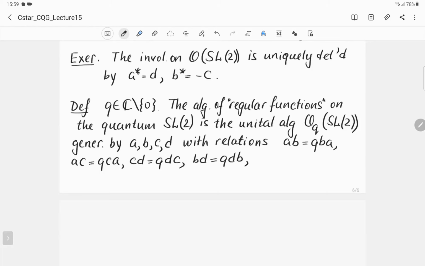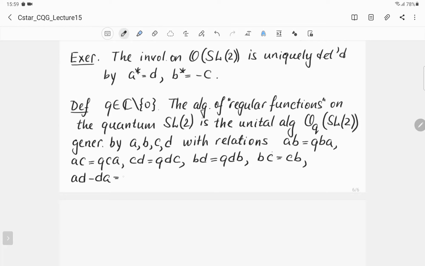Now the elements B and C commute. Now A and D, AD minus DA is Q minus Q inverse BC. And finally, the quantum determinant, AD minus QDA is 1. And this element is called the quantum determinant.